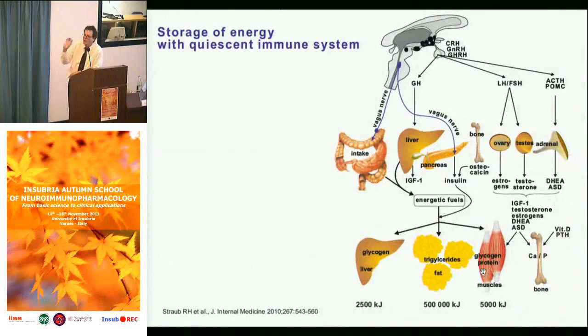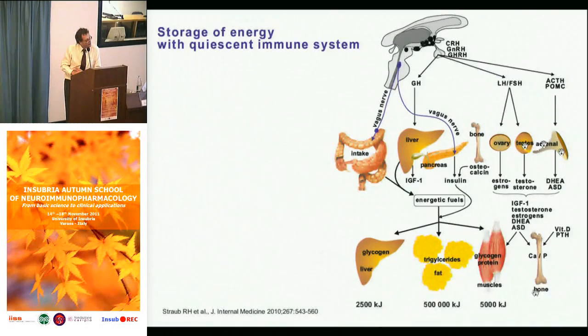The muscle is a protein store because the muscle can be degraded, so the protein is released, and the muscle can be bigger and bigger. And for the growth of the muscle, you need the hormones. You need the gonadal hormones, particularly the androgens.